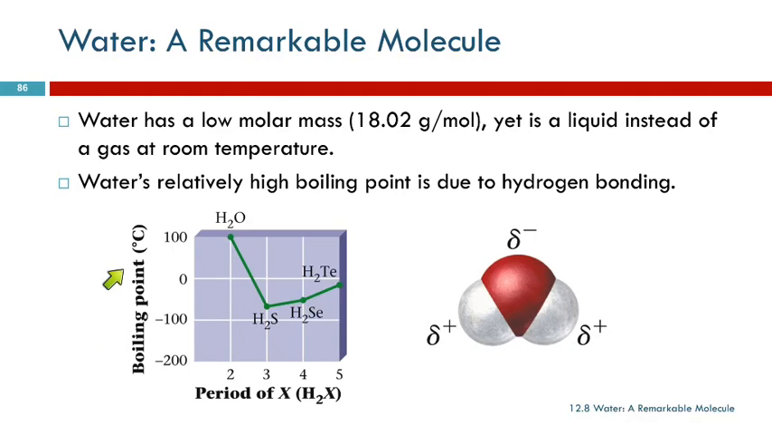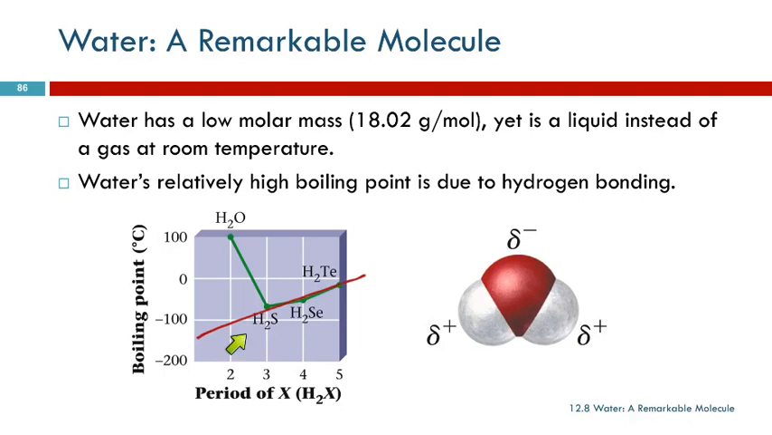So here we have a graph of the boiling point versus the period of X in an H2X molecule. So we've got H2Te, H2Se, H2S, and H2O. And if we look at this graph without considering where water is, the one with oxygen, we see that there's a trend here, right? So if we drew a line, we'd expect something like that.